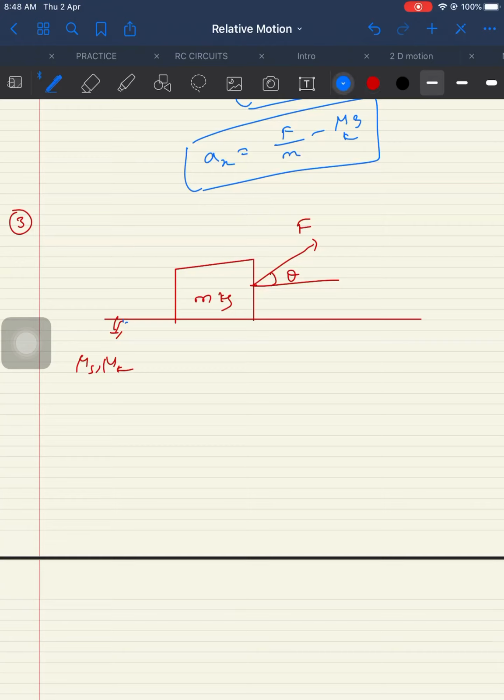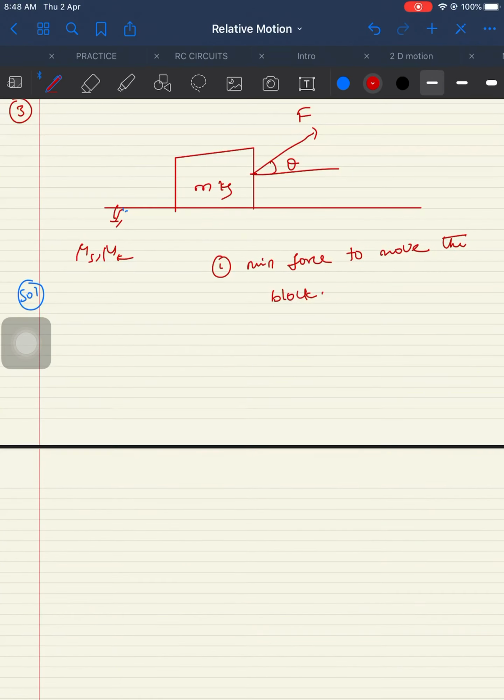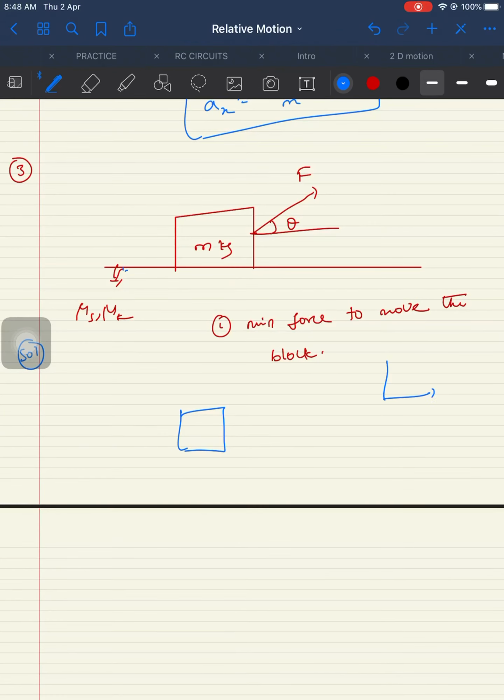So let's try the free body diagram. We are solving it. The first question is the minimum force to move the block. When it comes to this kind of question, we should be a little careful. Draw the free body diagram. I'm taking the directions first, positive and this is positive.